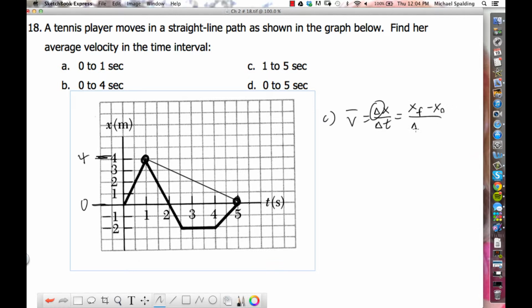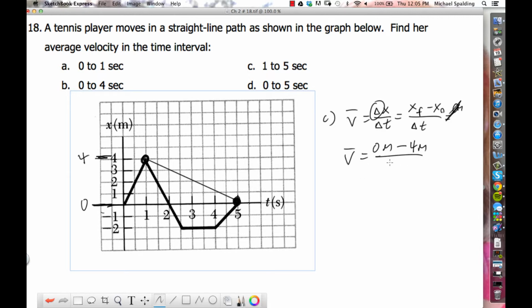Change is always final minus initial. So what's her final position? 0. The y-axis is her position. These are her positions: 1, 2, 3, 4. Where does she end up? What's her final position? 0. So 0 minus, what was her initial position? 4. So this comes out negative.